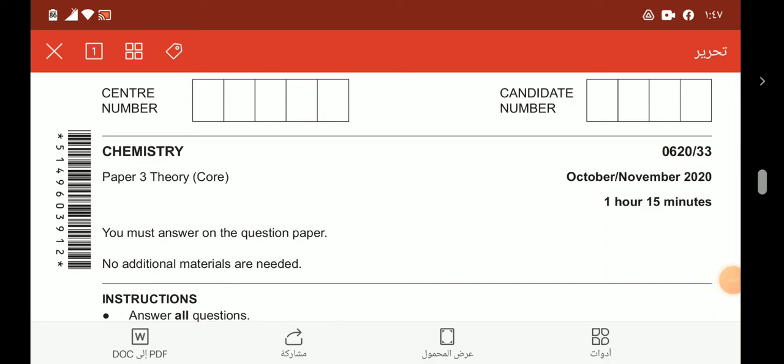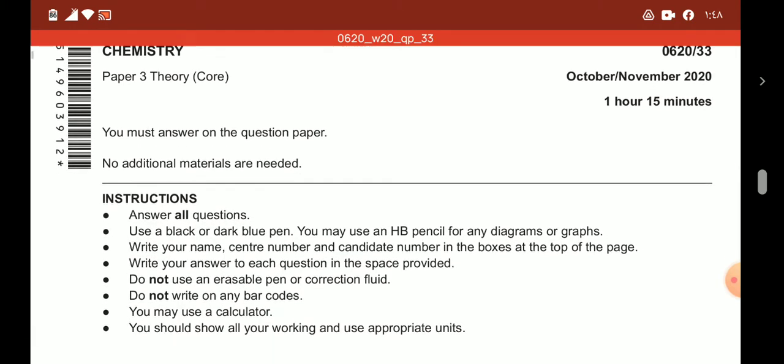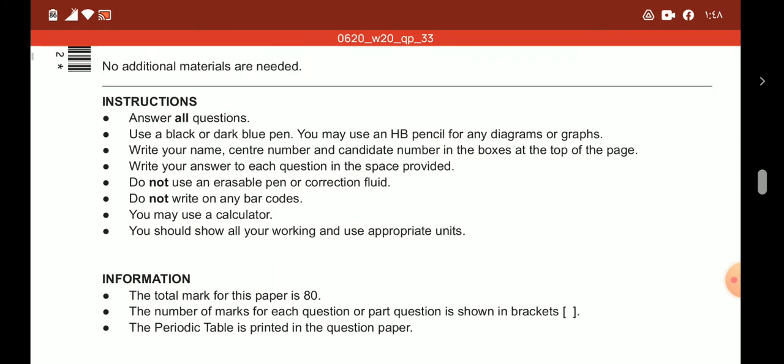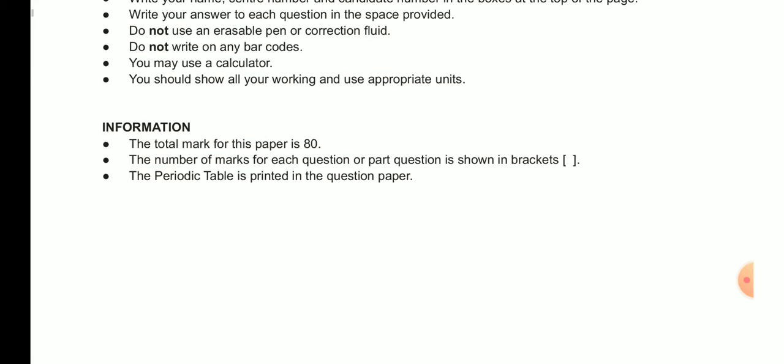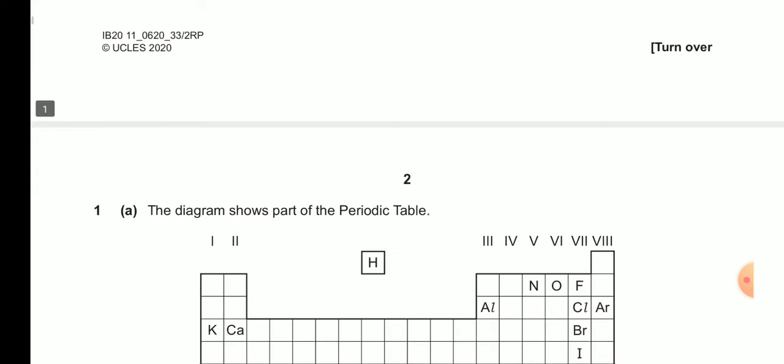Inshallah, today we'll talk about paper 3. We'll make a quick revision on paper 3 for students at grade 9 IGCSE. Okay, let's start our quick revision. First, the instructions at the beginning of the exam: you have to answer all questions, use your dark or blue pen, and don't skip any question.